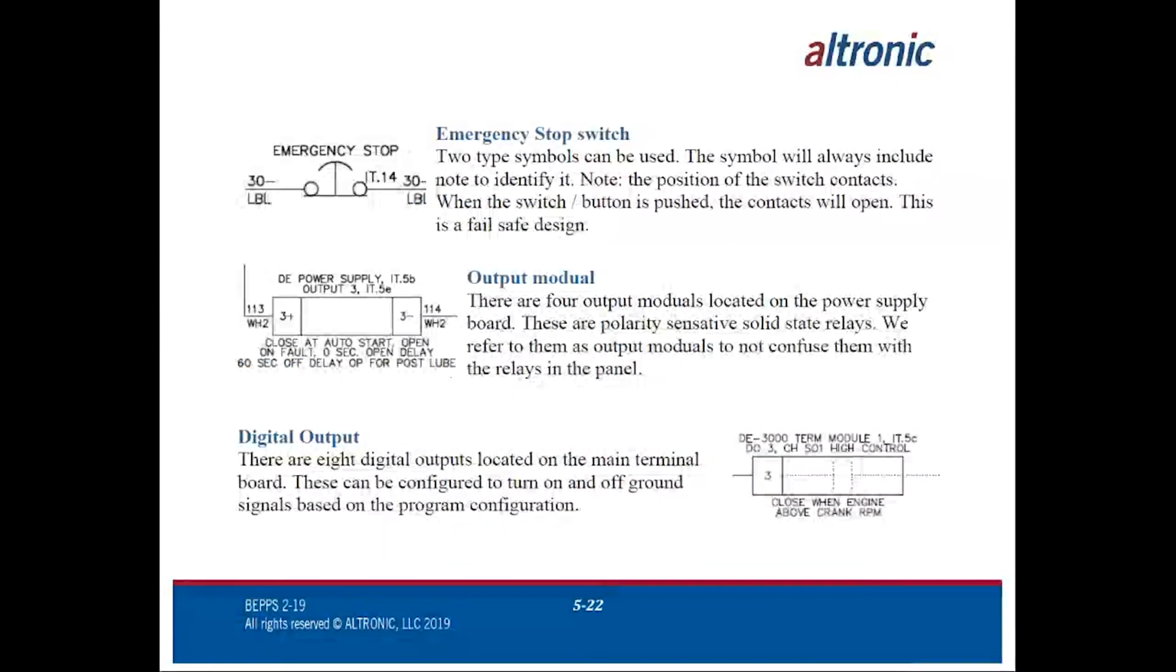The next one's emergency stop. I have a lot of fun with these. Two type symbols can be used. The symbol will always include notes to identify it. Note the position of the switch contacts, meaning the contacts are drawn below the actual wire contacts. When the switch button is pushed, we'll push the top of that button, the contacts will open. This is a fail-safe design.